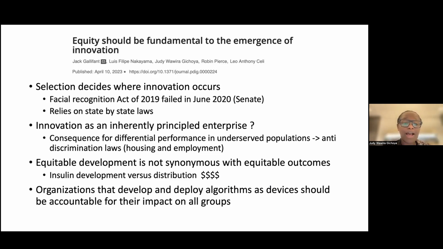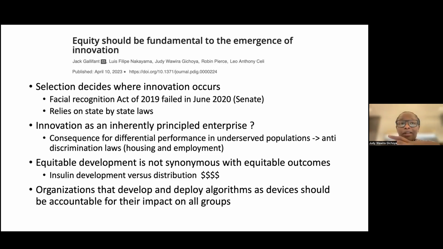The House Rule for the Facial Recognition Act of 2019 failed to pass in the Senate in June 2020, just showing you the complexity, and these state-by-state laws are what is defaulted to when it comes to some of these applications. So you can think about that equitable deployment is not synonymous with equitable outcomes. And this is just trying to say that most of the impact actually comes post-deployment.